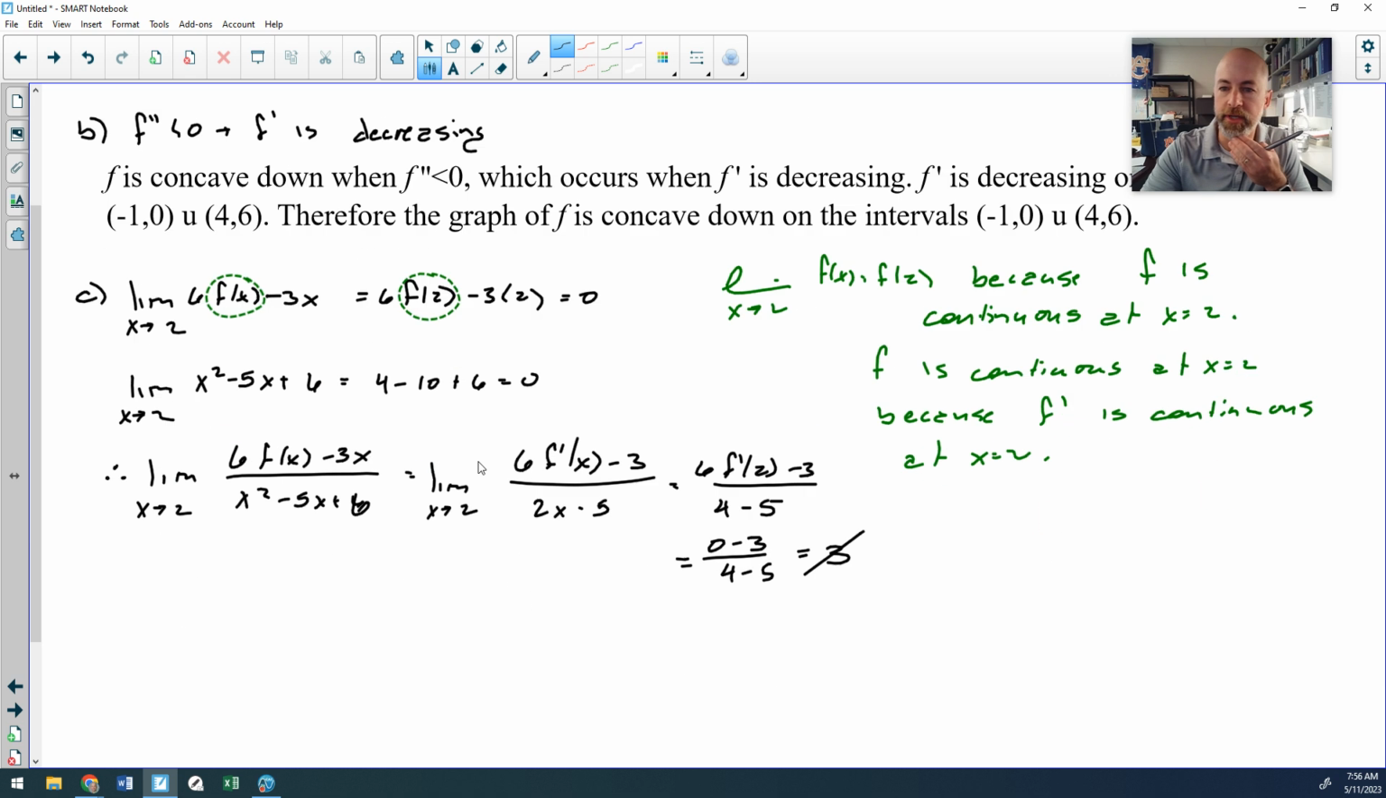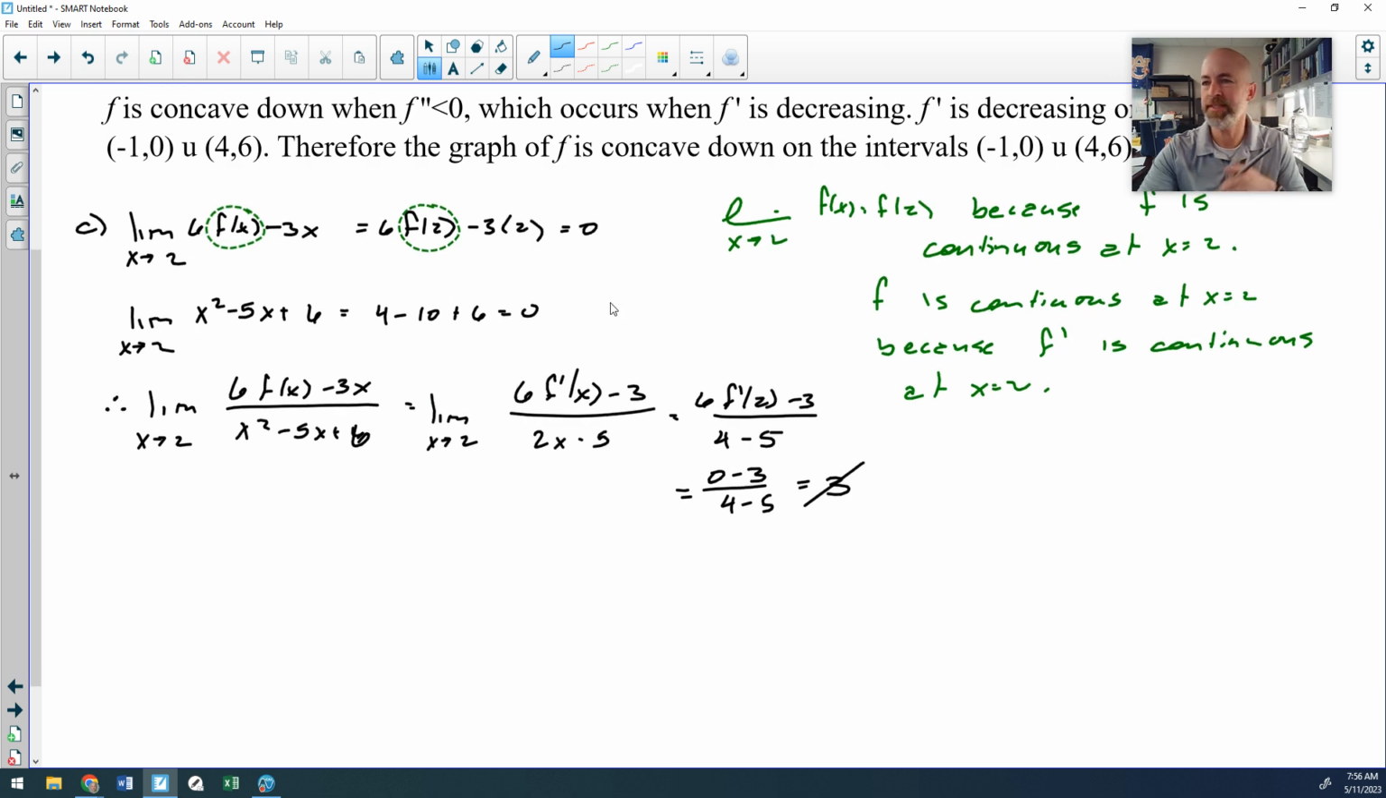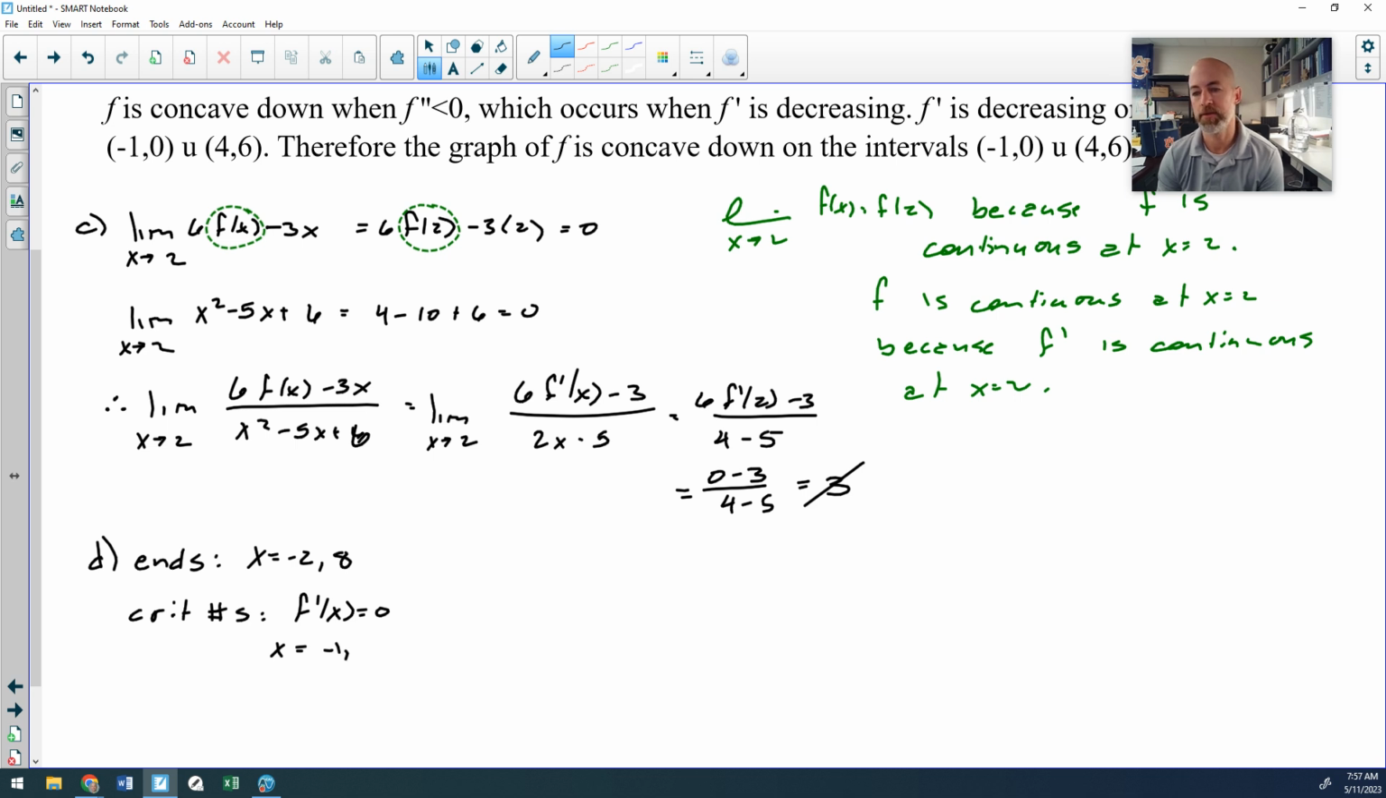And then number D, that C ended up being a lot longer than I thought it would. Number D, find the absolute minimum on a closed interval. All right, so this is an extreme value theorem question. We want to consider my endpoints, and we are on the interval -2 to 8. I want to consider my critical numbers, which are when f prime of x is equal to 0, which occurs at x equals -1, +2, and +6.